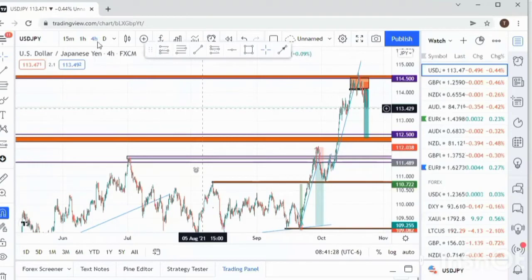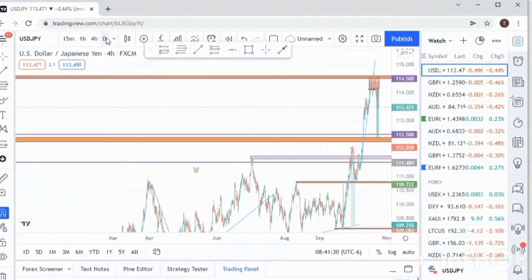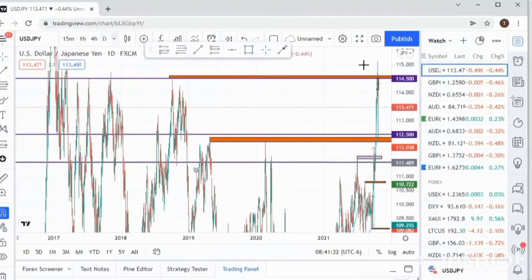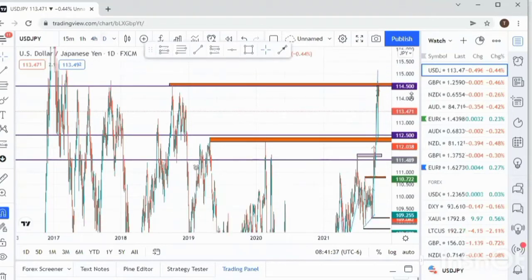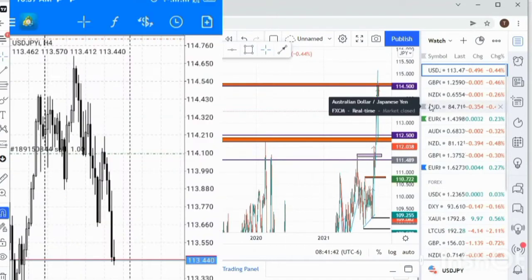All right, so basically let's talk about USDJPY. Permit me to tell you that most of these trades that I have taken are still running. I'm going to show you the screenshot of some of these trades on the screen, so you see that I actually took the trade.